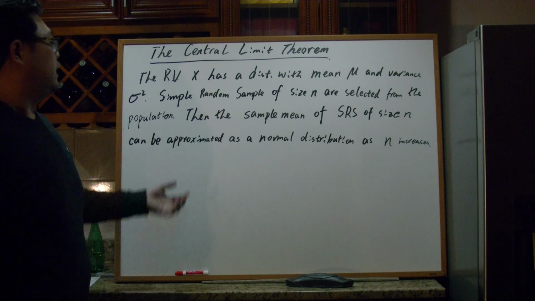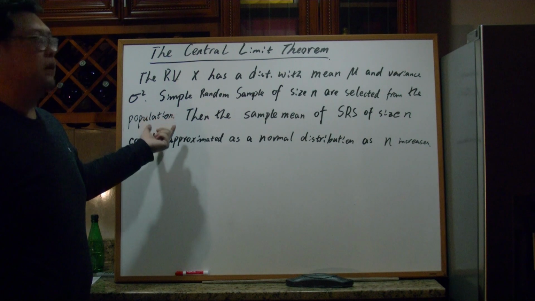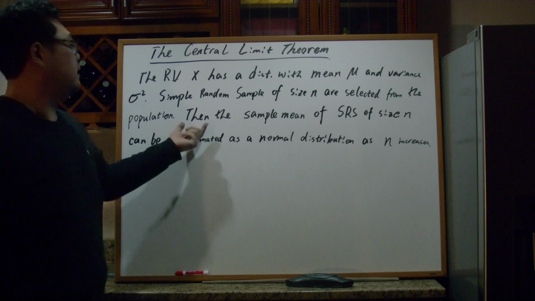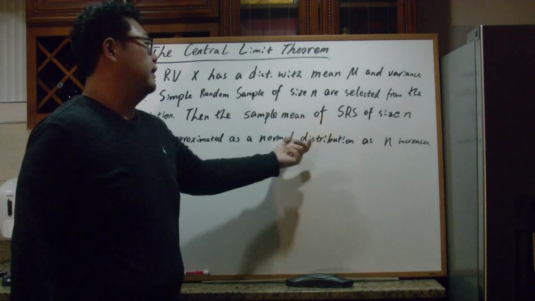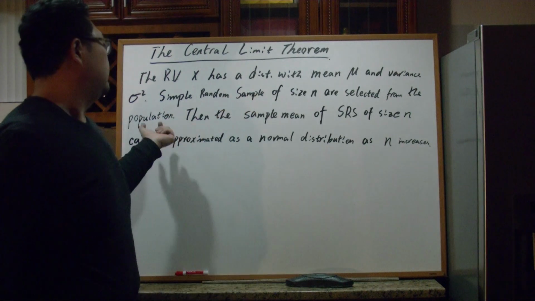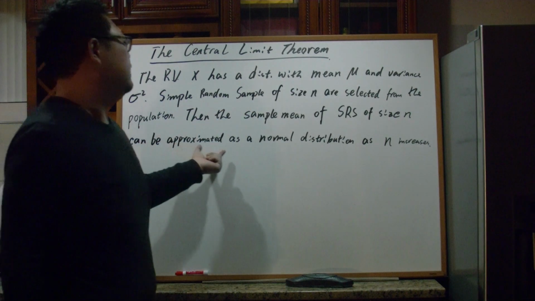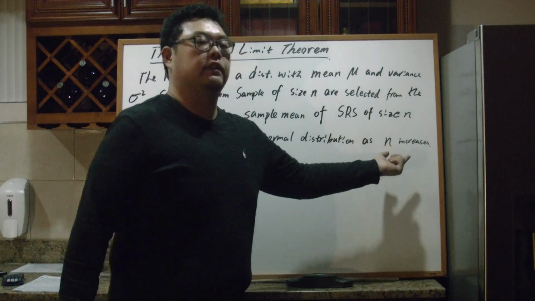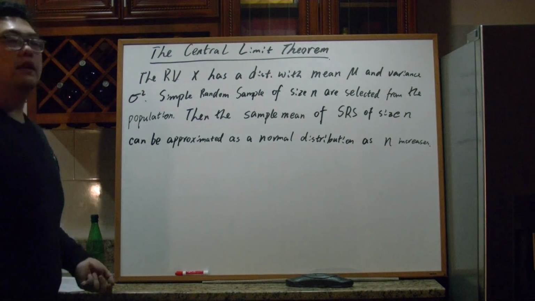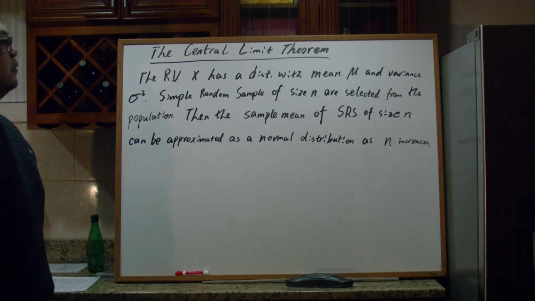But actually, the theorem called the central limit theorem says that the sample mean of the simple random sample of size n pulled out from the population can be approximated as a normal distribution as n increases. That's the worst case scenario, right? That is the worst case.